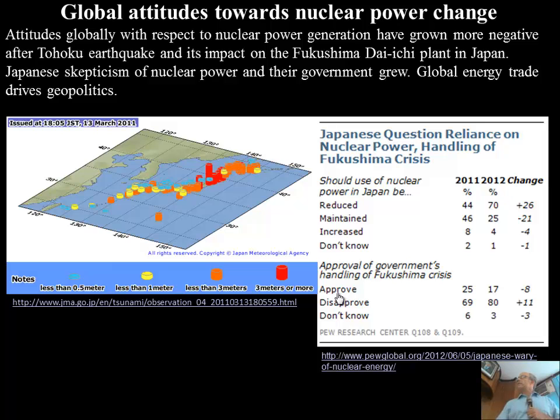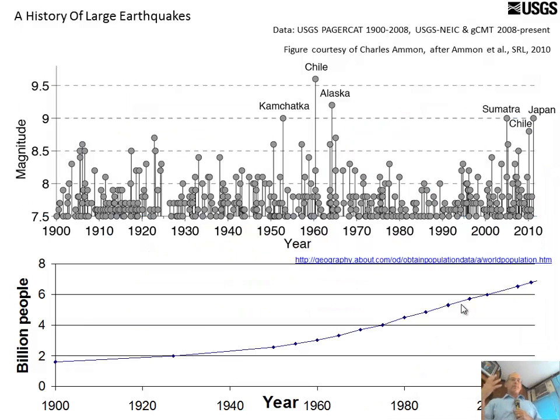And the Japanese people became skeptical of nuclear power and also of their government, right? And so you can see these polls here. This is right after the earthquake and then 1 year later, and it's getting worse and worse. The Japanese were asked, should nuclear power be reduced? And there was a big change going toward reduce it. And then they also really disapproved of their government. The reason this is important is that the global energy trade drives geopolitics, right? So now Japan can buy lots of gas from some other places. And it goes beyond Japan, so global attitudes towards nuclear power have changed. So these are just examples of how earthquakes affect us.